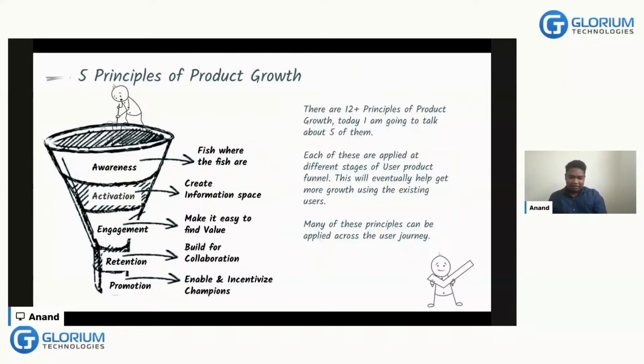That seems exciting. So I want to talk about these five areas. The first one, on the awareness side, we call it fish where the fish are. The second one, on the activation side, create information space. On the engagement side, make it super easy to find value. On the retention side, build for collaboration. On the promotion side, enable and incentivize champions. Not all these principles are applicable.